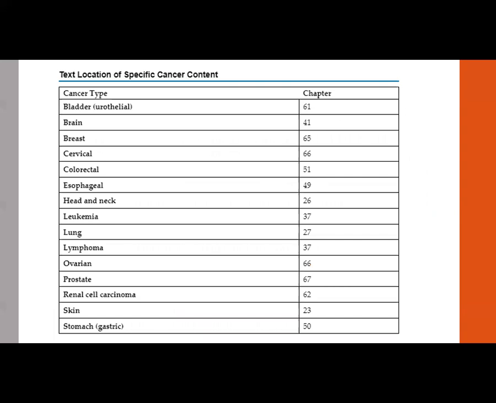This slide here basically goes through all the different chapters and where they discuss oncology. So for example, chapter 61 talks about bladder cancer. Chapter 41 talks about brain cancer. So any of these chapters here that you've gone over in a previous class, my suggestion would be to go back and refresh yourself, especially before NCLEX, when it comes to these concepts.